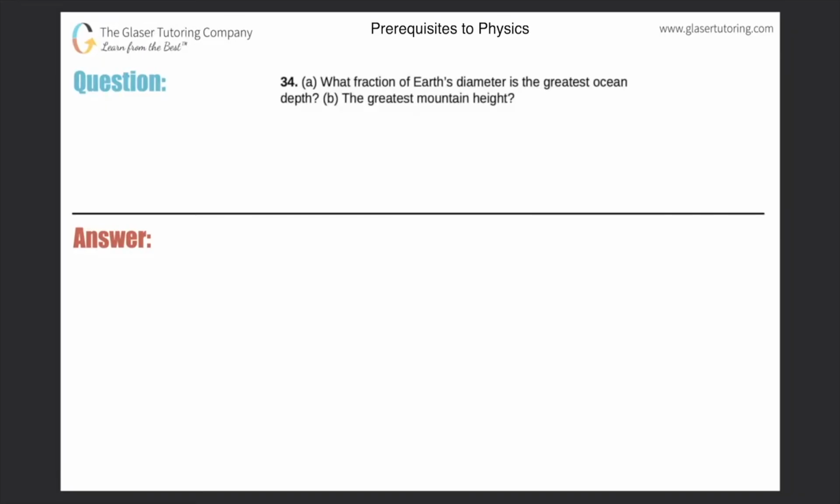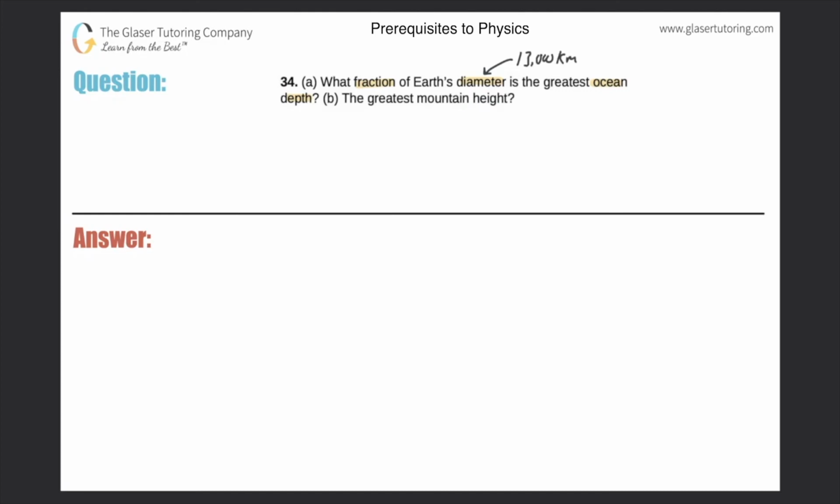Number 34. Letter A. What fraction of Earth's diameter is the greatest ocean depth? Okay, so to answer this question, we need to know a couple of facts. We need to know the Earth's diameter. That will be approximately, if you look it up, 13,000 kilometers.